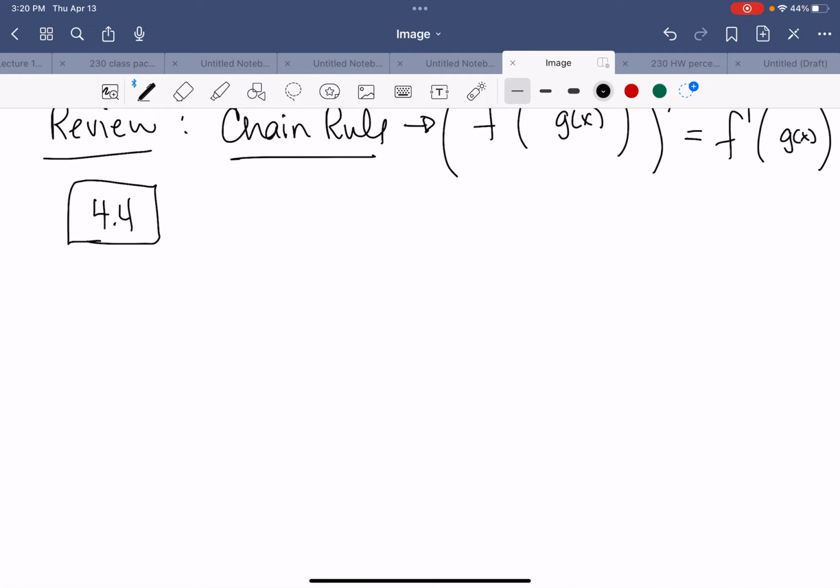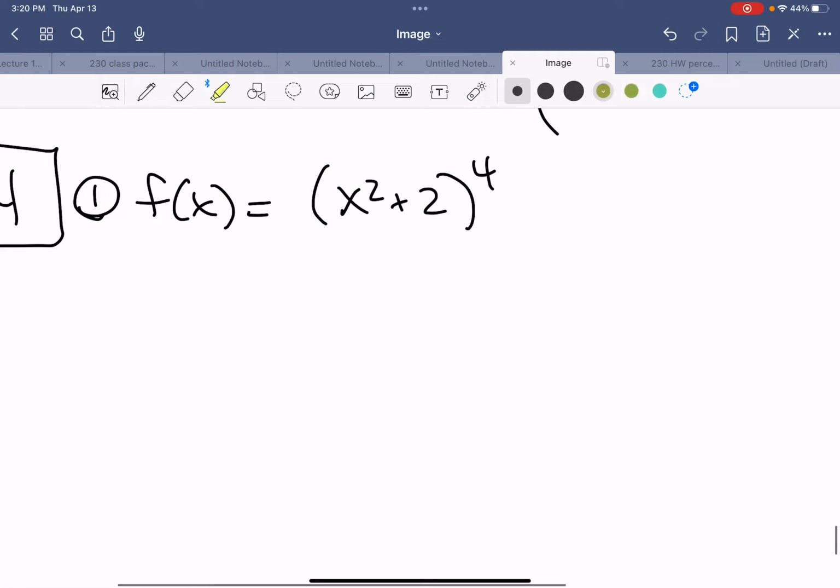So for example, let's do example 1: f of x equals x squared plus 2, to the 4th. From here, we can see that we have an inside function inside the parentheses, and that's to some power outside the parentheses. So when I use chain rule, I'm going to start by working with the outside, the blue one first. I'm going to take the derivative of that power, leave the inside alone, and then multiply by the derivative of the yellow part.